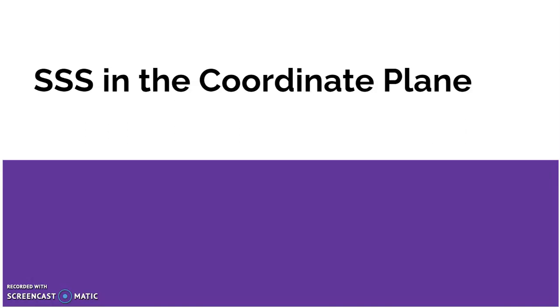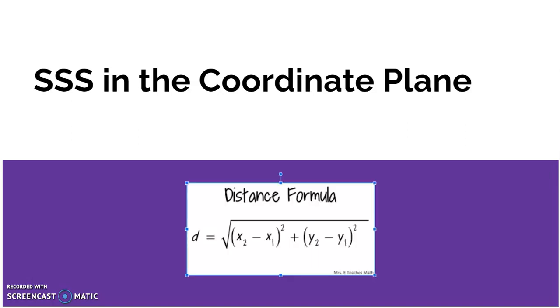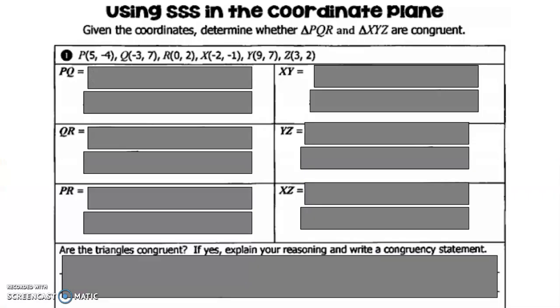When we look at our triangle congruence, we can actually do one in the coordinate plane, so on our graph, and that's side, side, side. When we do that with side, side, side, we are using our distance formula. So remember that the distance formula is the square root of x2 minus x1 squared plus y2 minus y1 squared. We're just going to do that a couple of times for each triangle to see if they match up.